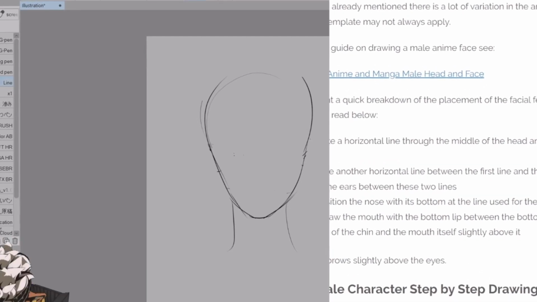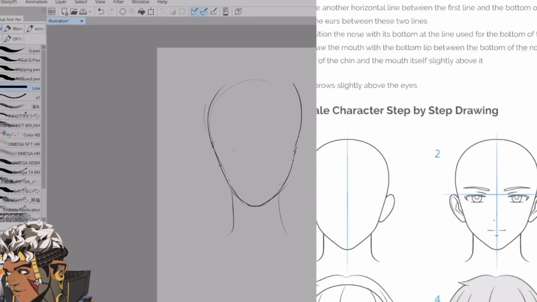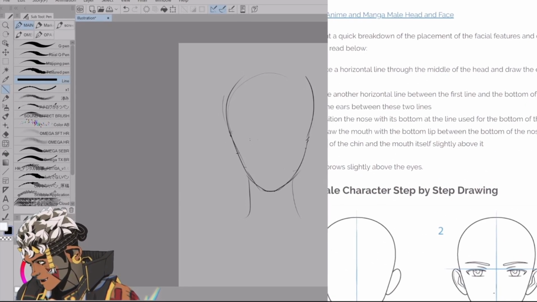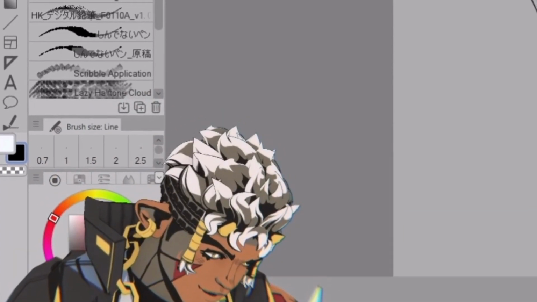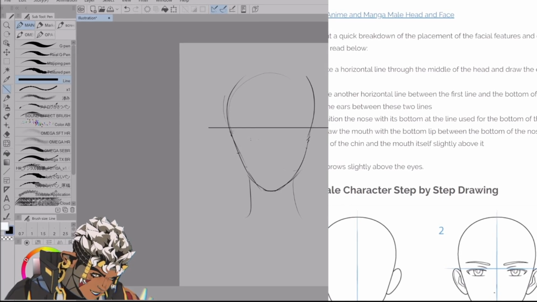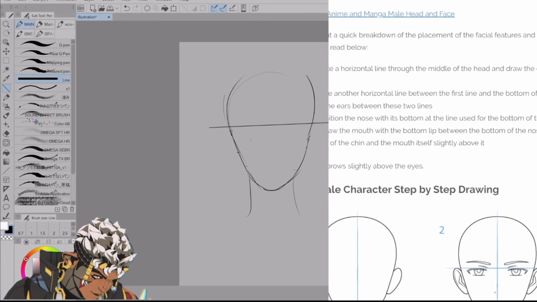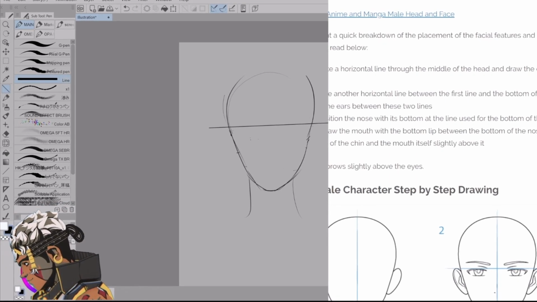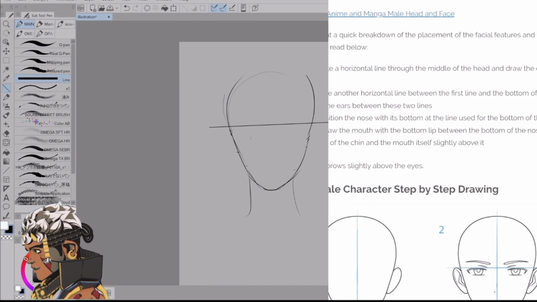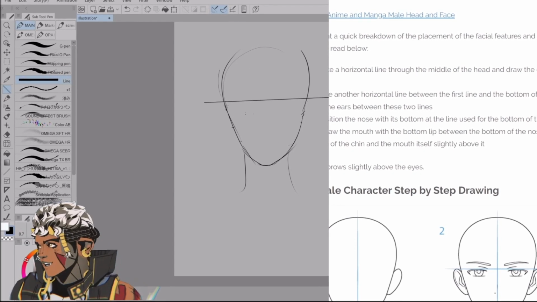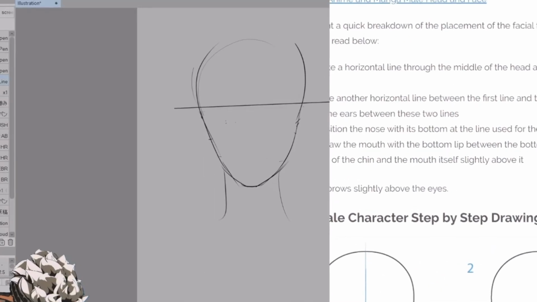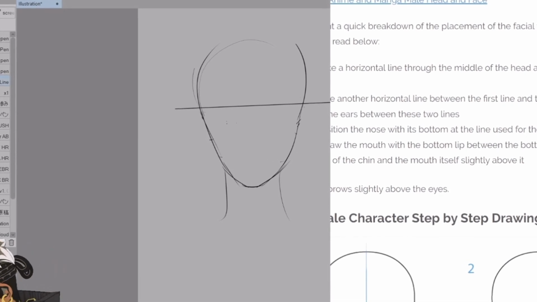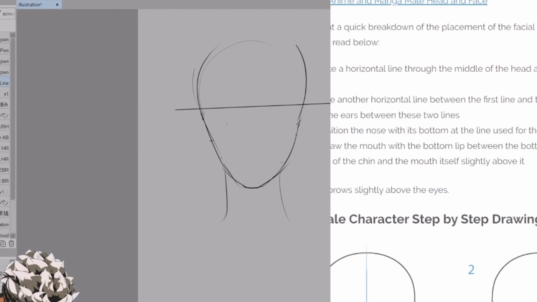Make a horizontal line through the middle of the head and draw the eyes below that. I thought they... You said middle, I was expecting this. I think he's something like this. Or why is my line not straight? Okay, whatever. Make another horizontal line between the first line and the bottom of the chin. Between the first line, this line, and the bottom of the chin. Make another so like here?